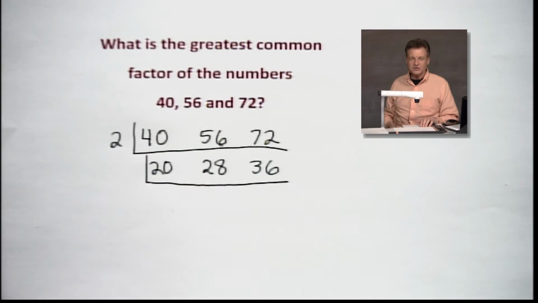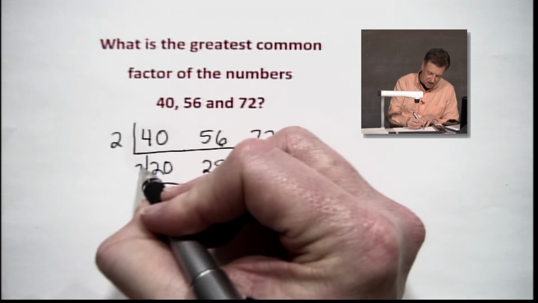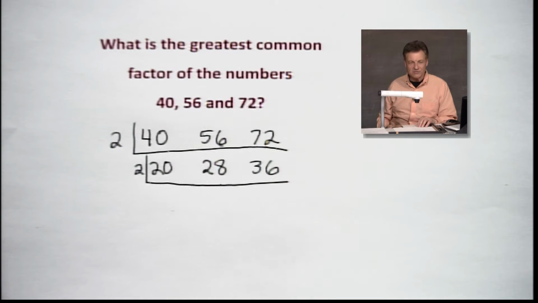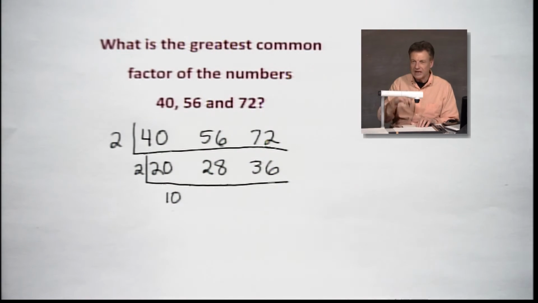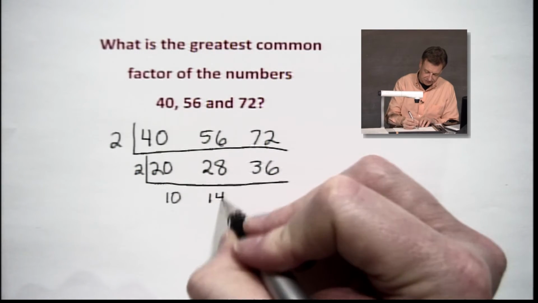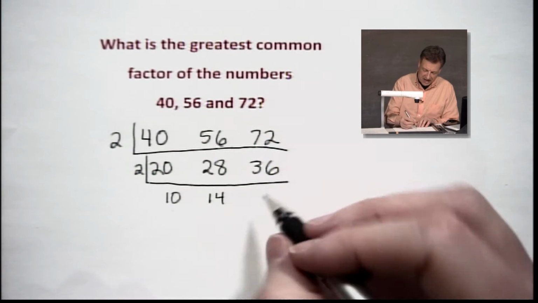All right, let's look at our next three numbers here. We got 20, 28, and 36. My goodness, they're still even, aren't they? So let's take another 2 right through there and divide them out. That's going to leave us with 10. Half of 28, we're going to get 14. And how about it, 18.